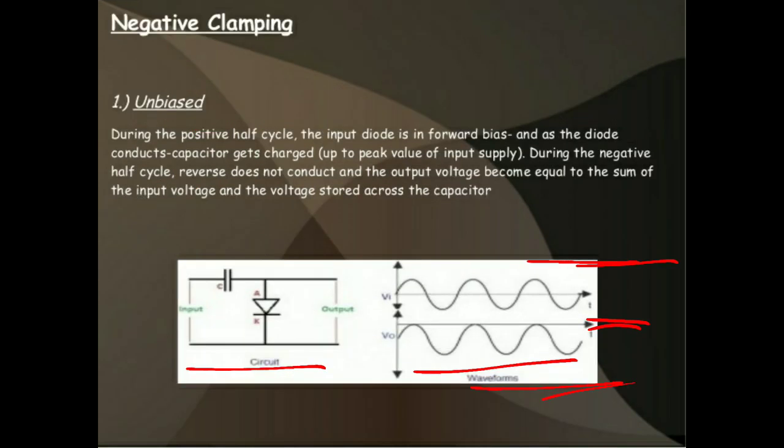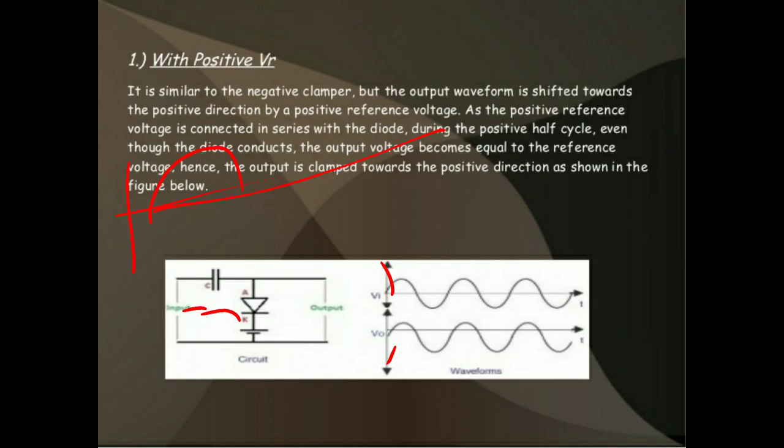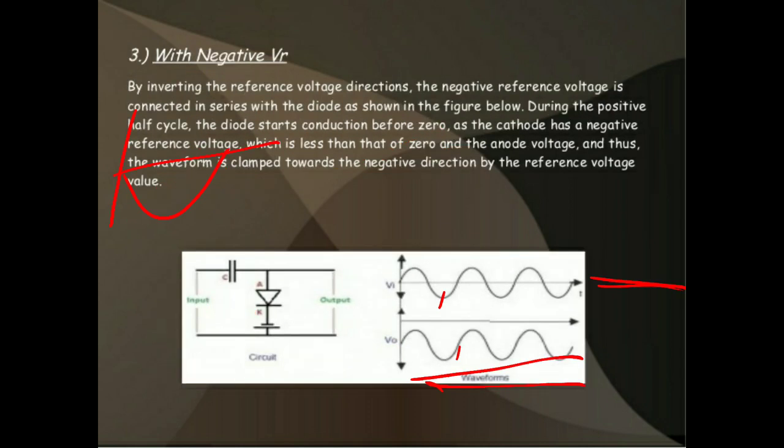Coming to the negative clamping, this is the circuit diagram. During the positive half cycle, the capacitor is charged, the diode is in forward bias condition, and the positive signal is added. Due to the reference voltage, the entire positive input is shifted to the negative level. During the negative half cycle, the reference voltages are reversed, so the same input is passed to the output. This is the input and this is the output.